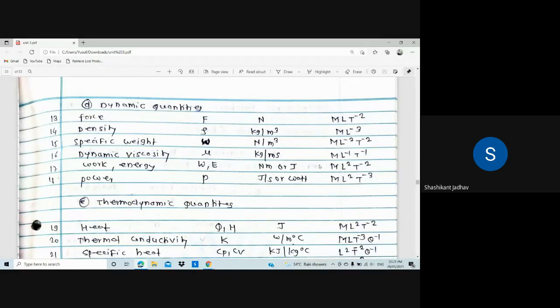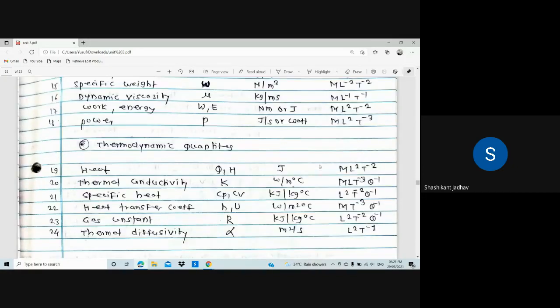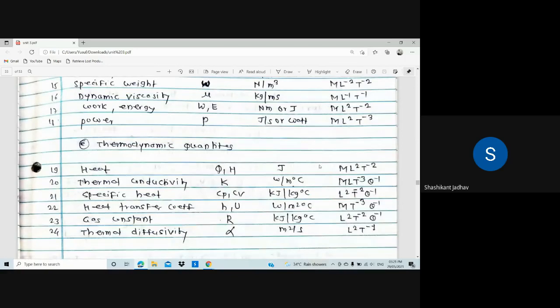Okay, then write down the thermodynamic quantities. Heat. So what is the symbol of the heat? Q or H. Unit is joule. So M L square T raised to minus 2. Then thermal conductivity K. Unit is watt per meter degree Celsius. So dimension is M L T raised to minus 3 theta raised to minus 1. Then specific heat, kilojoule per kg degree Celsius, L square T raised to minus 2 theta raised to minus 1. Then heat transfer coefficient, symbol is H or U, watt per meter square degree Celsius. Dimension is M T raised to minus 3 theta raised to minus 1.